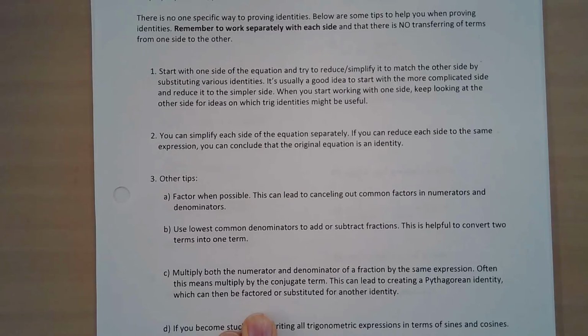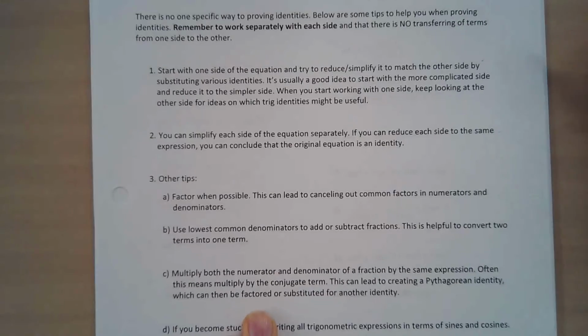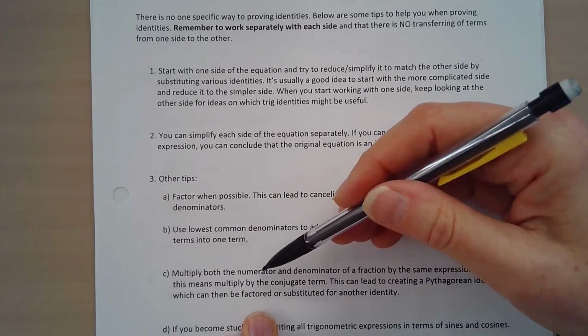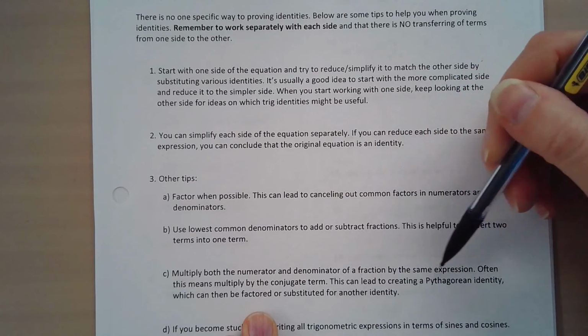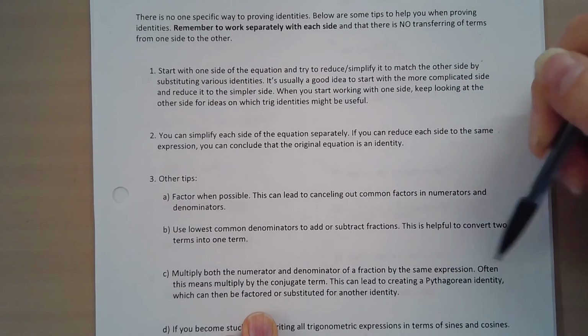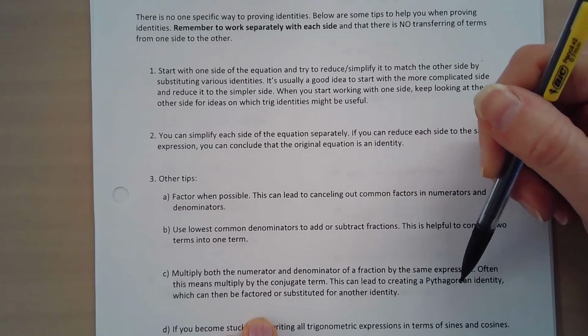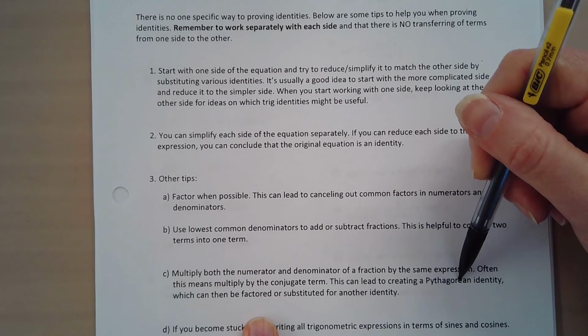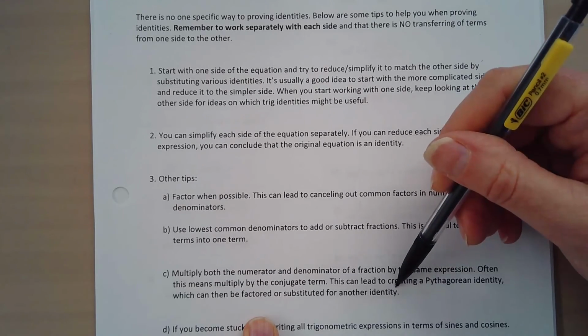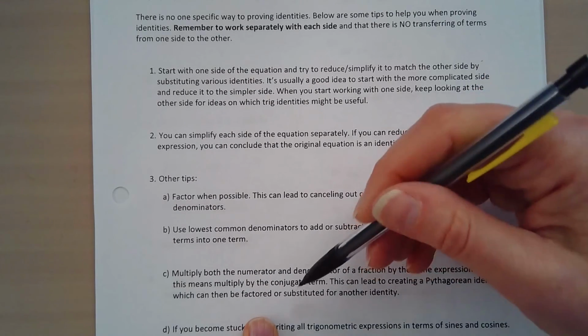Okay, we haven't seen one of these yet. I'm going to identify it: multiplying both the numerator and denominator by the same expression. Often this means multiplying by conjugates. And this also can create a Pythagorean identity, which can help you to substitute other identities. So that's a really important one.